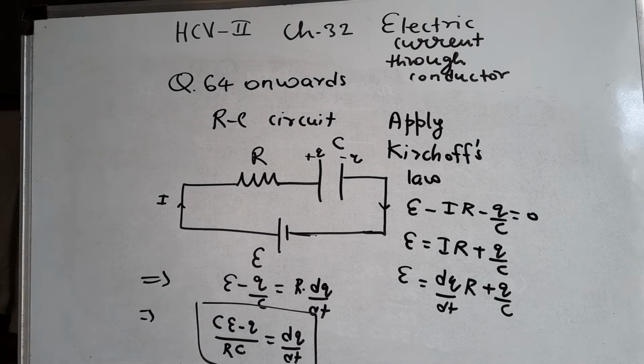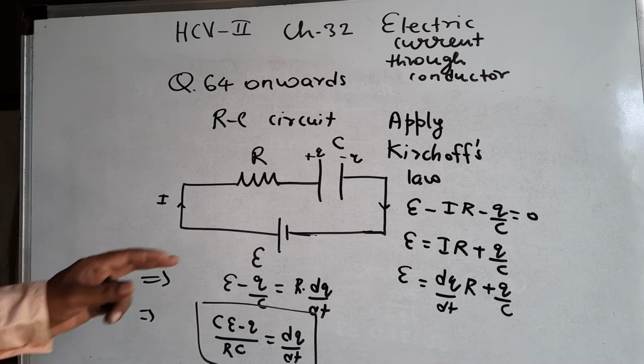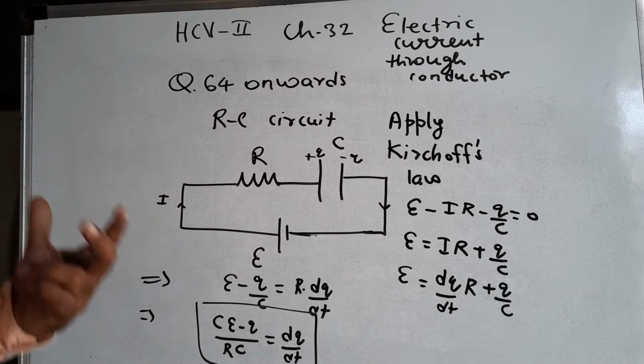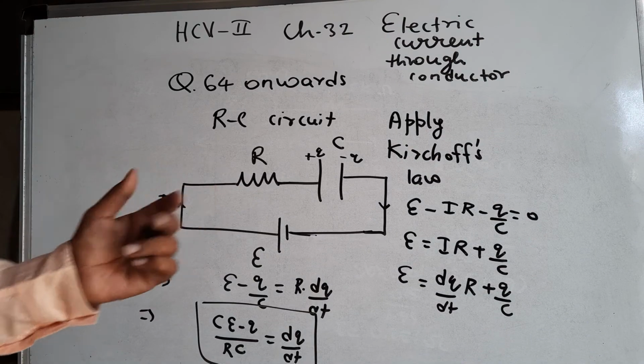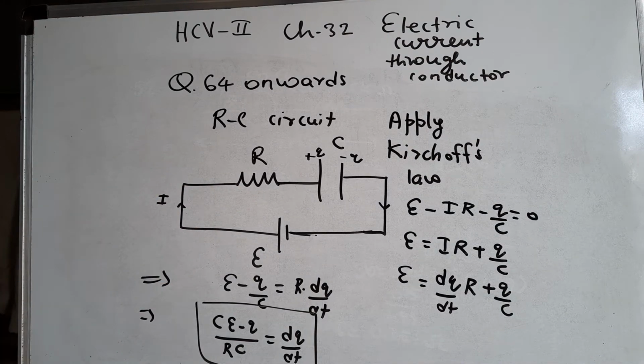Okay, so next step, let us rub this off now. Remember that when we say RC circuit, it means that resistance and capacitor are connected in series. So rub it now.